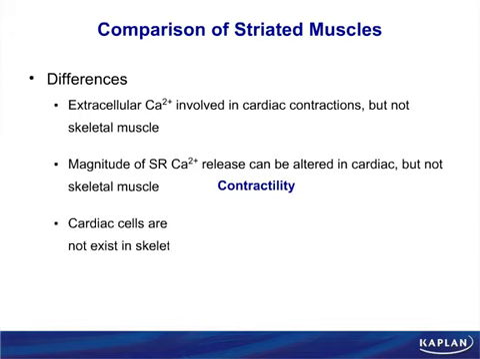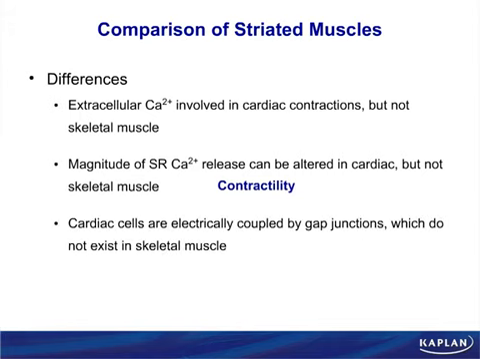Cardiac cells are electrically coupled by gap junctions. These do not exist in skeletal muscle. For this reason, cardiac muscle acts as what we call a functional syncytium. This just means they're all engaged, so we get one unit contraction of the heart, which is very beneficial because we're trying to eject blood.